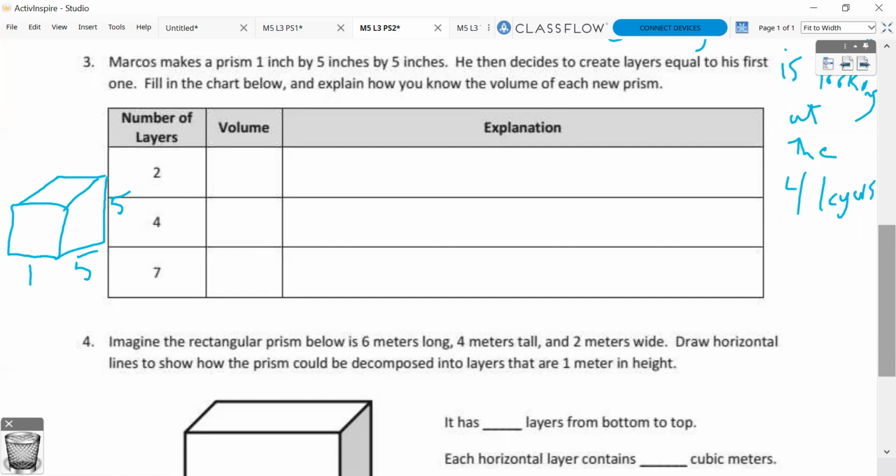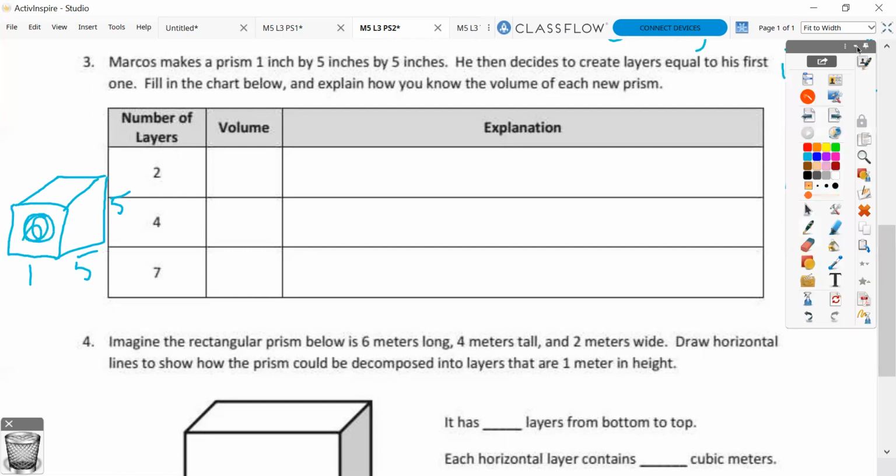So if we think about that, we know that this is just 1 unit right here. Oops, let me get my pen tool out again. But there would be 5 layers this way, and I can't fit them all in. And then there would be 5 layers this way.